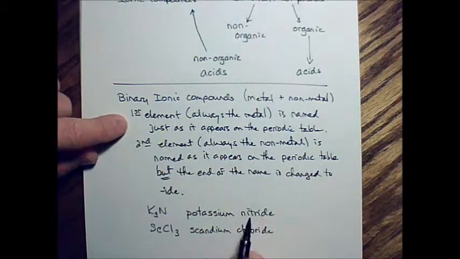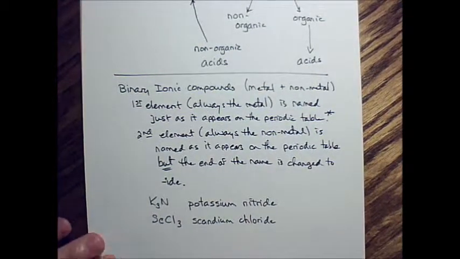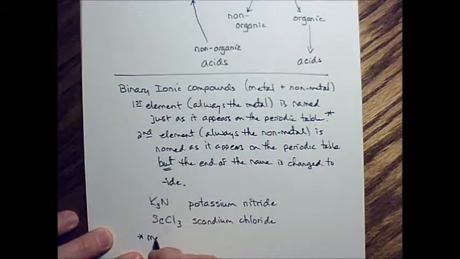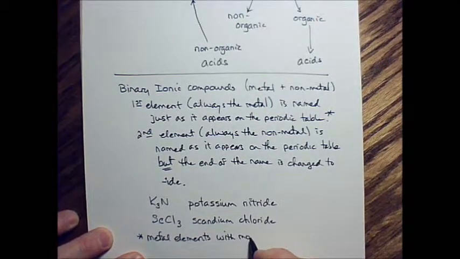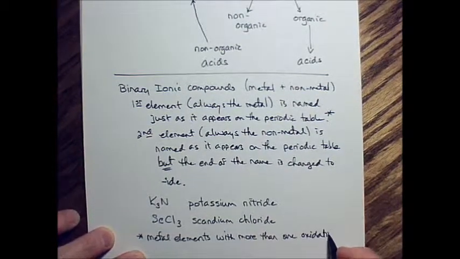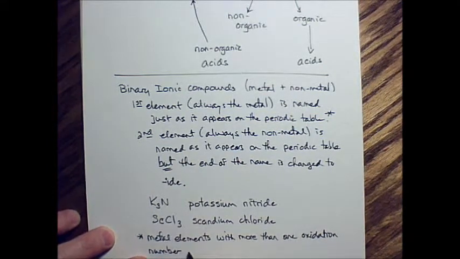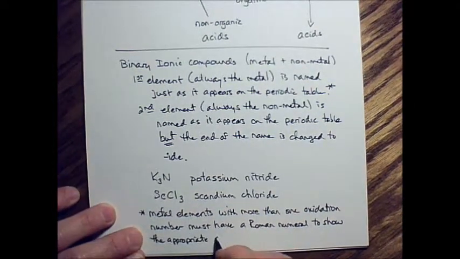All right, now we said the first element's always named just as it appears in the periodic table. But there's an asterisk there. The reason there's an asterisk there is that metal elements with more than one oxidation number must have a Roman numeral to show the appropriate charge.